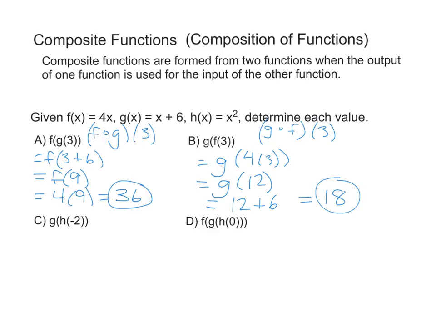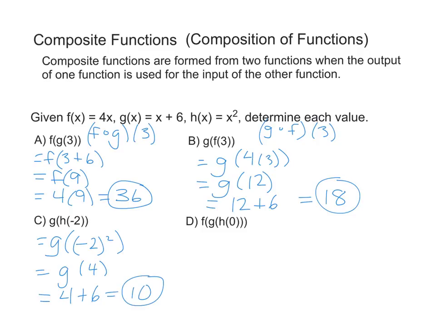G of h of negative 2 means we're going to do h of negative 2 first. So negative 2 squared, and negative 2 squared is 4, so then that becomes the input for g. G of 4 is 4 plus 6, so it's equal to 10. You guys were right.